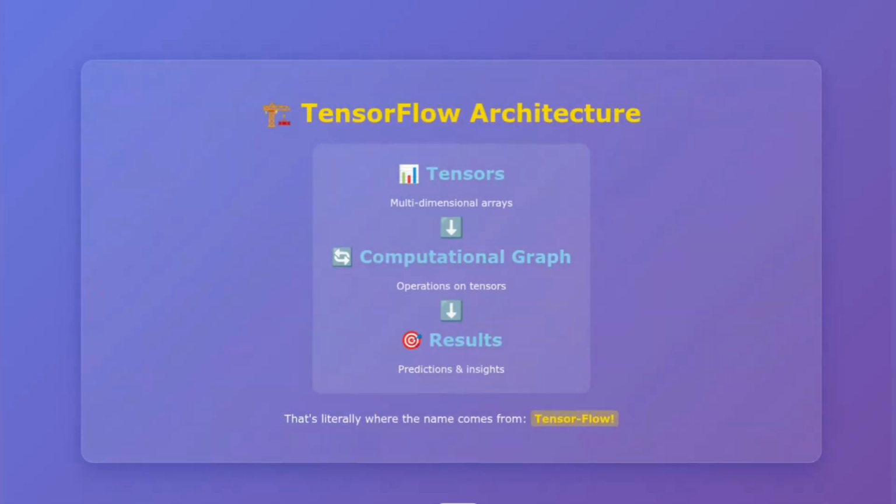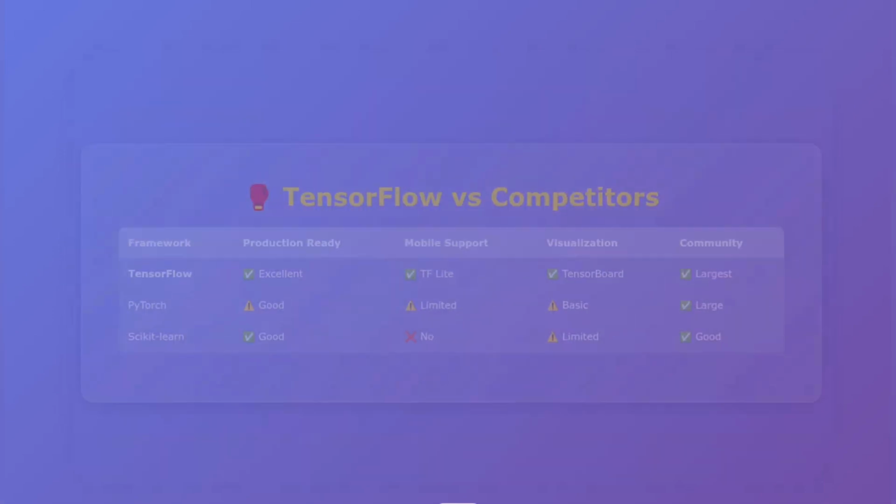At its core, TensorFlow works with something called tensors. Think of them as multi-dimensional arrays that flow through computational graphs. That's literally where the name comes from, TensorFlow.